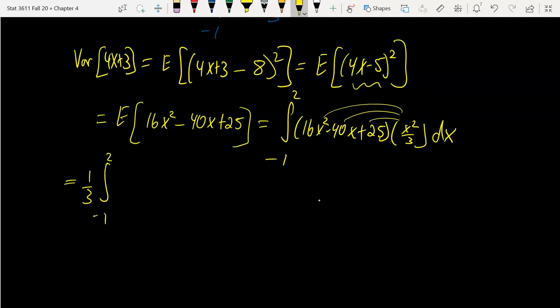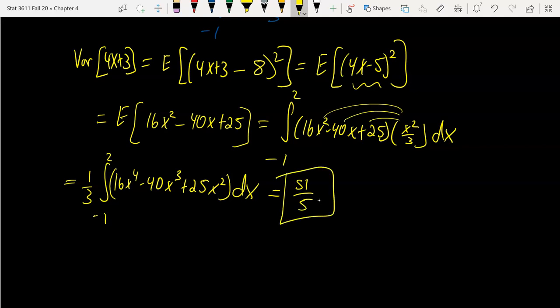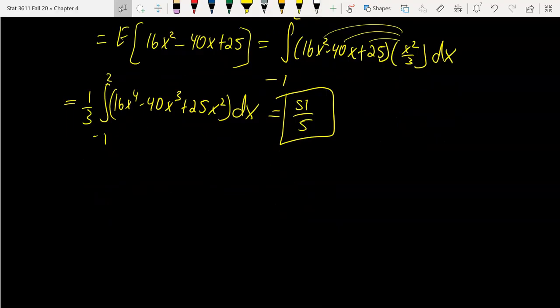So we're going to have 16x to the 4th minus 40x cubed plus 25x squared. And now I just got a nice polynomial there to integrate. We'll take the antiderivatives and plug in our endpoints at minus 1 and 2. It's not too bad. If you want to check your arithmetic skills, we should get 51 over 5. 51 over 5 would be the variance there.